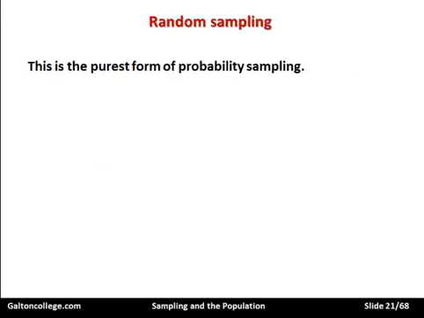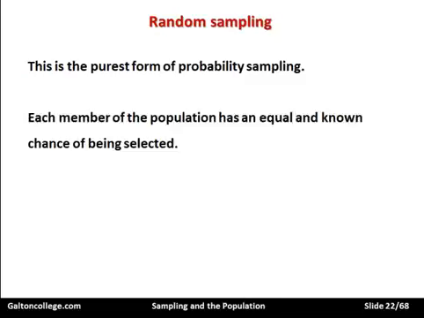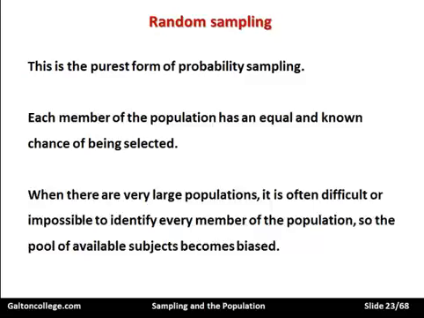Random sampling. Well, this is the purest form of probability sampling. Each member of the population has an equal and known chance of being selected. So each member of the population has the possibility of being selected, as I said earlier. And this is the best form of sampling. It's also the most expensive and the most complicated. When there are very large populations, it's often difficult or impossible to identify every member of the population. So the pool of available subjects becomes biased, and that's a problem. Sometimes we can't identify the whole population.